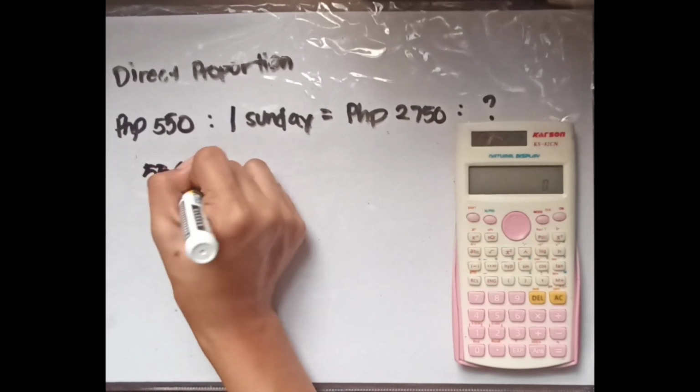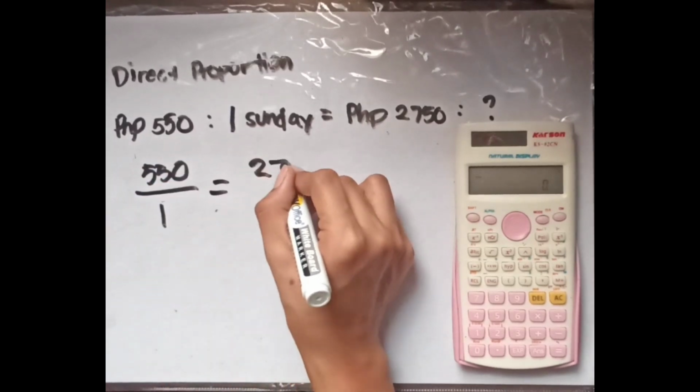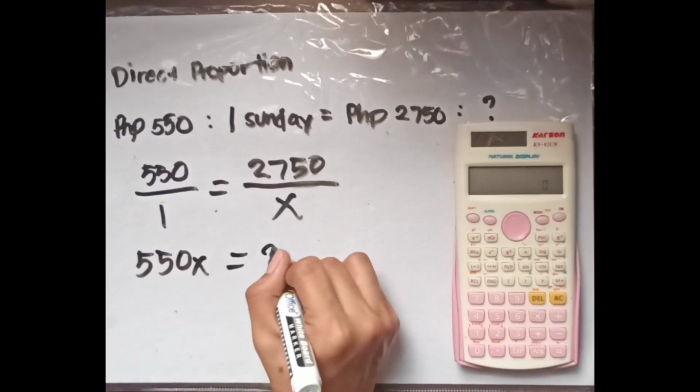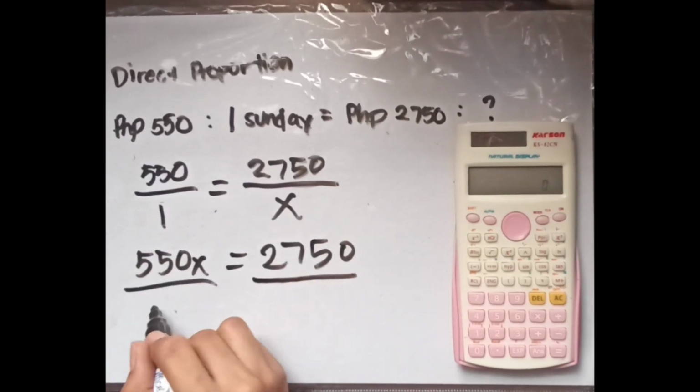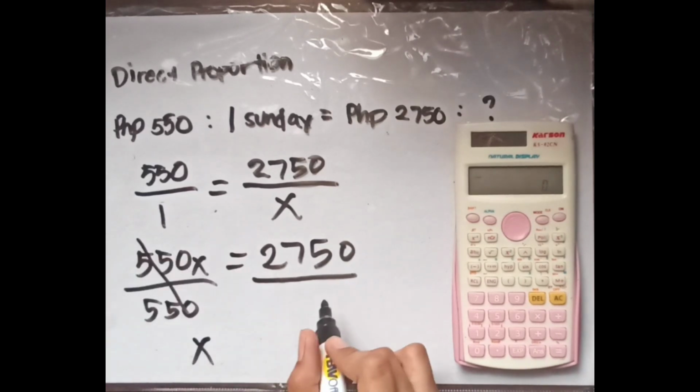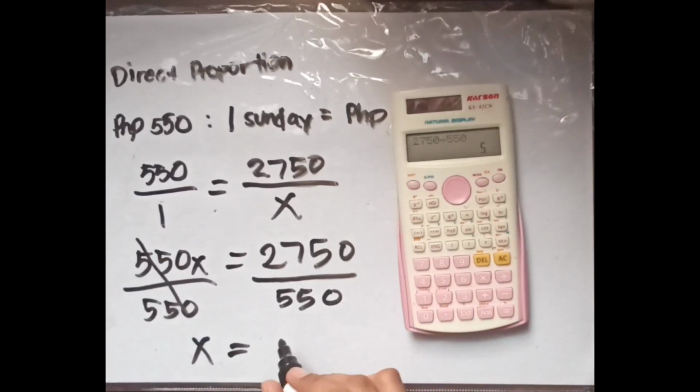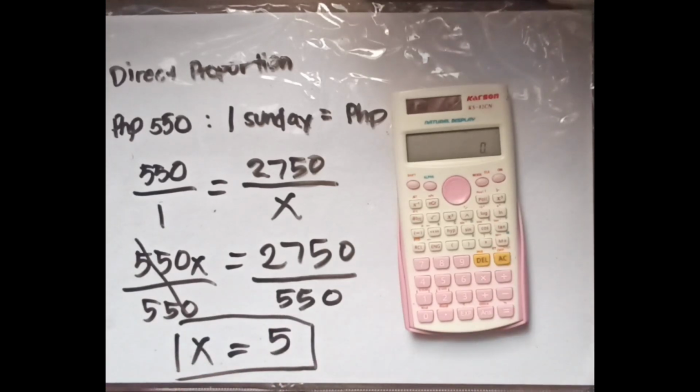And for letter B, 550 times x is equal to 550x equals to 207.50. Divide both sides by 550. Ang magiging sagot is 5.